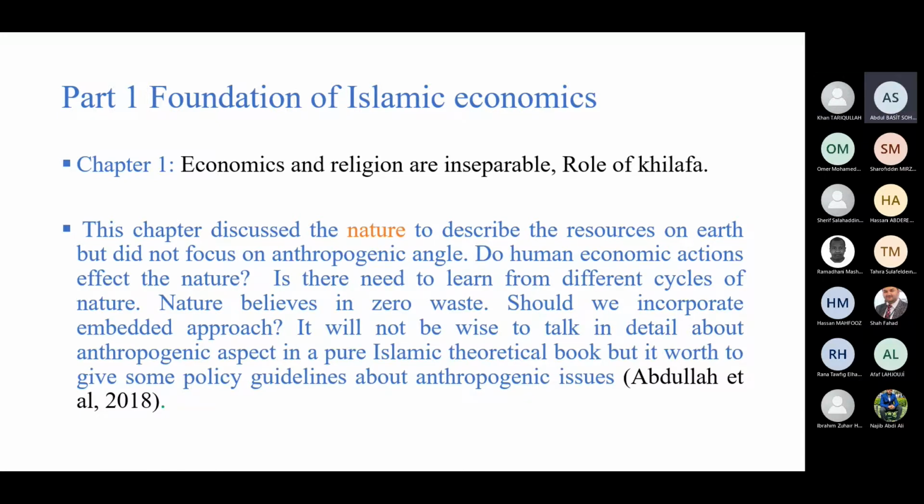Nature believes in zero waste. So should we incorporate an embedded approach? It will not be wise to talk in detail about the anthropogenic aspect in a pure Islamic theoretical book, but it is worth giving some policy guidelines about anthropogenic issues. So in this chapter, the book missed the opportunity to mention the anthropogenic angle with respect to nature.